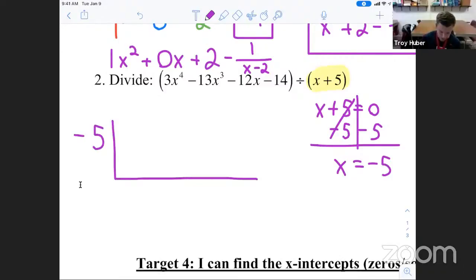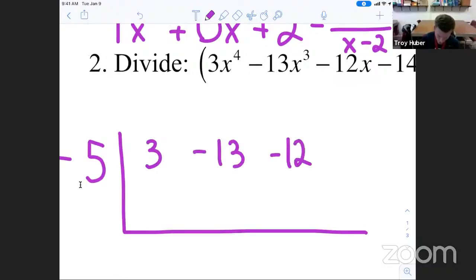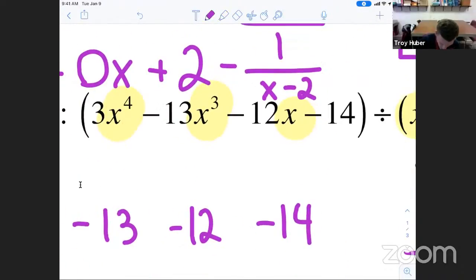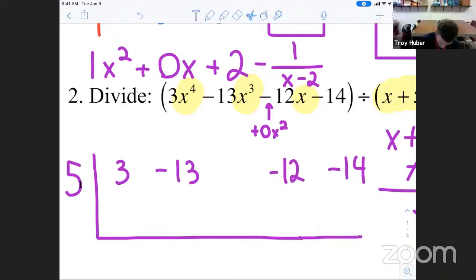Write all of your leading coefficients. So we have 3, negative 13, negative 12, and negative 14. But watch out. This one's a little tricky. See how it goes x to the fourth, x to the third, x. Uh-oh. Where's x squared? X squared is supposed to be right in there. So we can say, oh, we have 0 x squareds. So what I have to do is I have to put that in right here. We have to put a 0 for x squared.